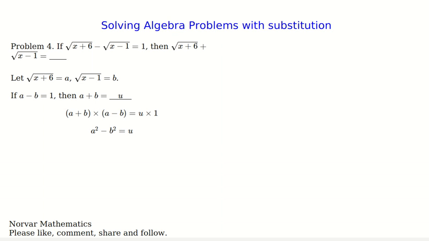Substitute. u is equal to x plus 6 minus x minus 1, which is equal to 7. Therefore, the original formula is equal to 7. This solution uses substitution twice.